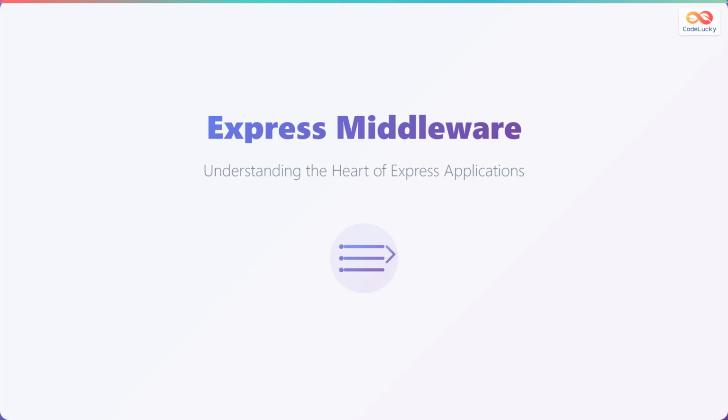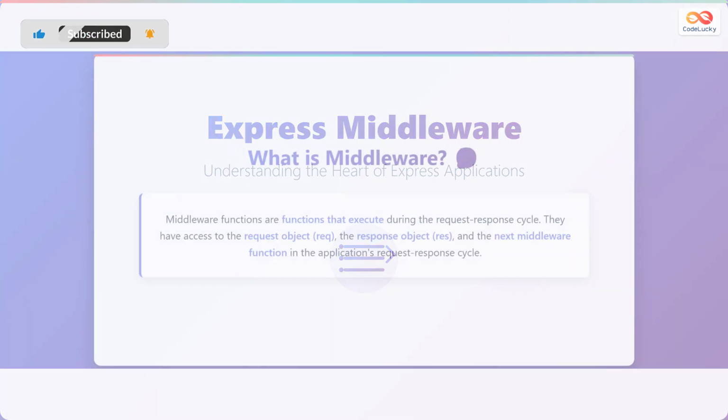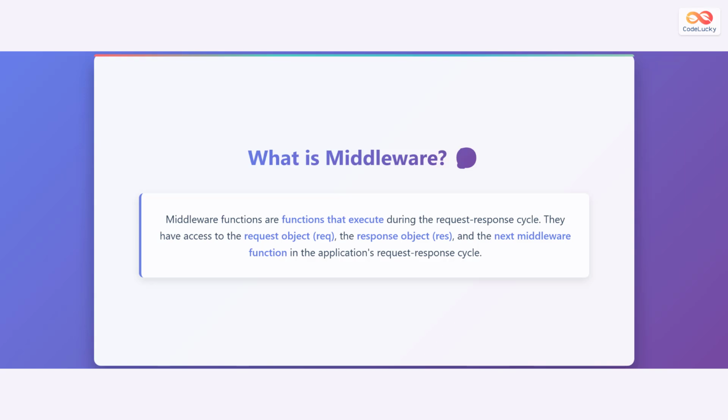Let's explore Express Middleware and understand the heart of Express applications. Middleware are essential components in building robust and scalable web applications using Node.js and Express. Middleware functions are functions that execute during the request-response cycle. They have access to the request object, often shortened to req, the response object, shortened to res, and the next middleware function in the application's request-response cycle.